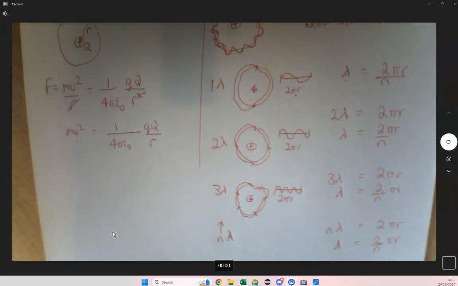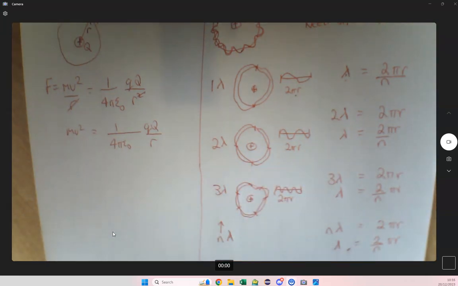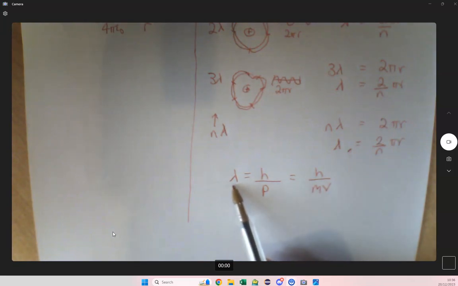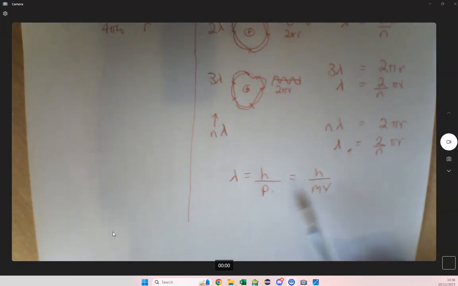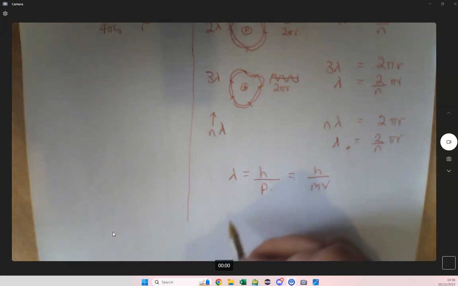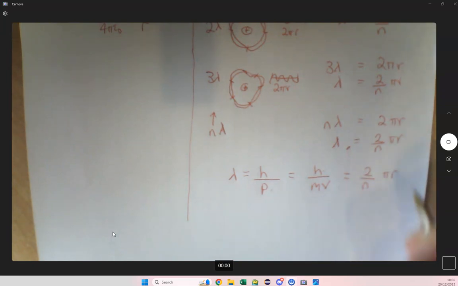Alright, okay, so now I've got an equation for a wavelength. But de Broglie gives us a little bit more information. Now de Broglie tells us that my wavelength must be equal to Planck's constant divided by the momentum, which I can write as Planck's constant divided by the mass times the velocity. But I now know my wavelength is 2 pi r upon n. So I now know that h upon mv must be equal to 2 pi r upon n.